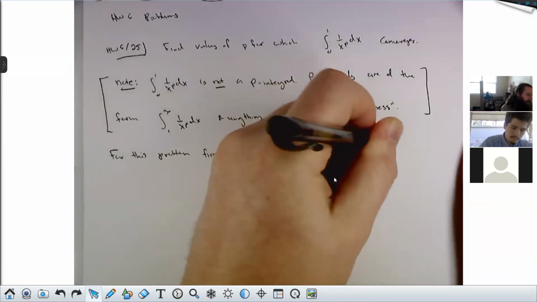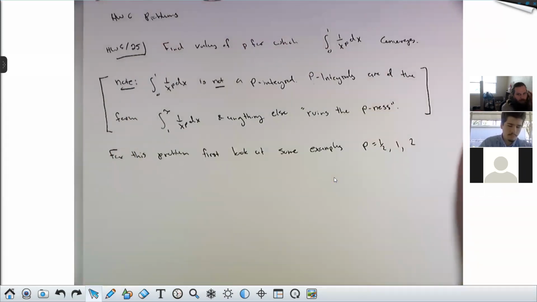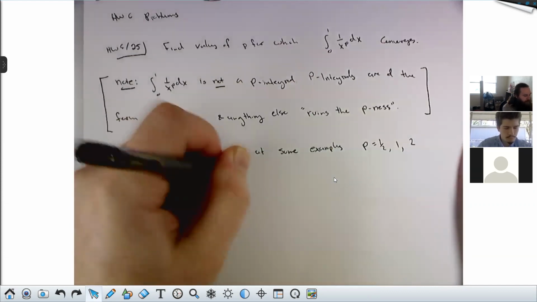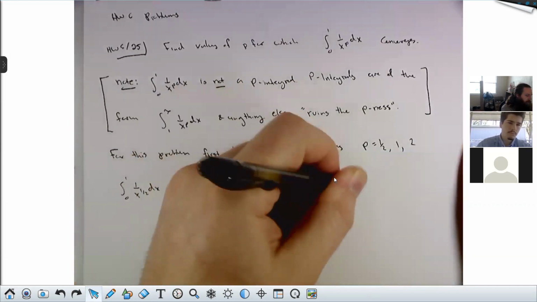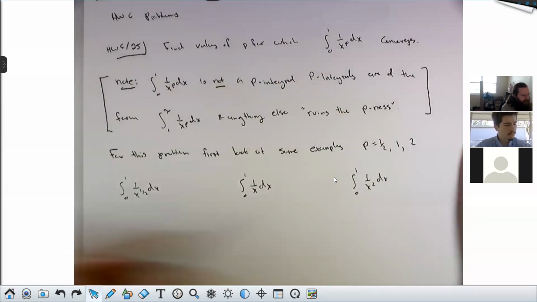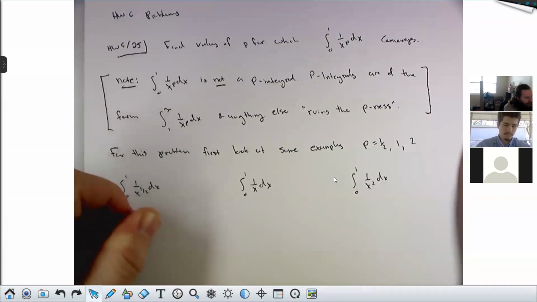Like p equal to 1/2, p equal to 1, p equal to 2. These would be a good first few to try. So like integral 0 to 1, 1 over x to the 1/2 dx, integral 0 to 1, 1 over x dx, integral 0 to 1, 1 over x squared dx. Solve each of these carefully. This first guy would be lim r to 0 plus integral r to 1 x to the negative 1/2 dx.